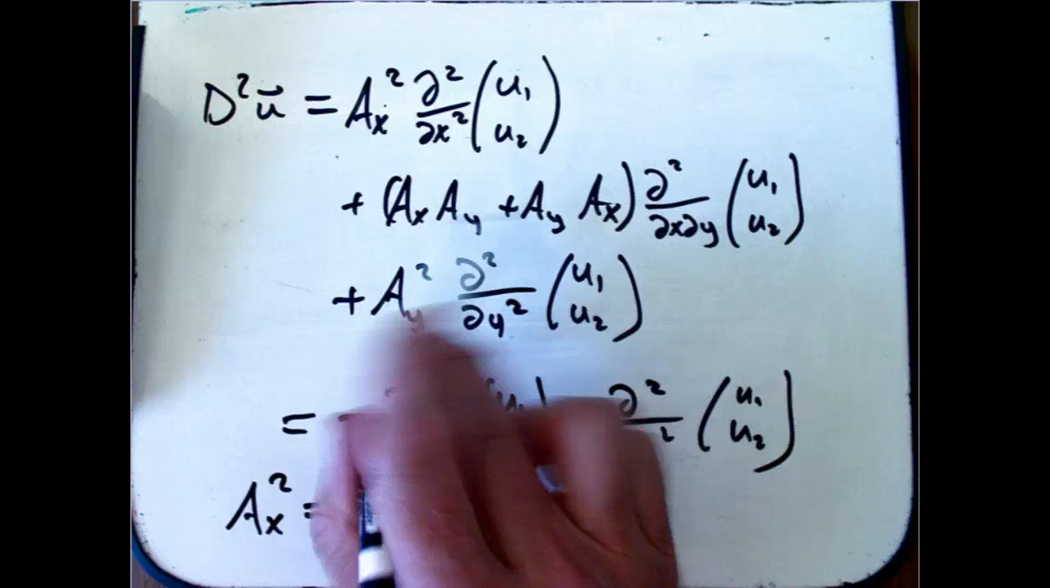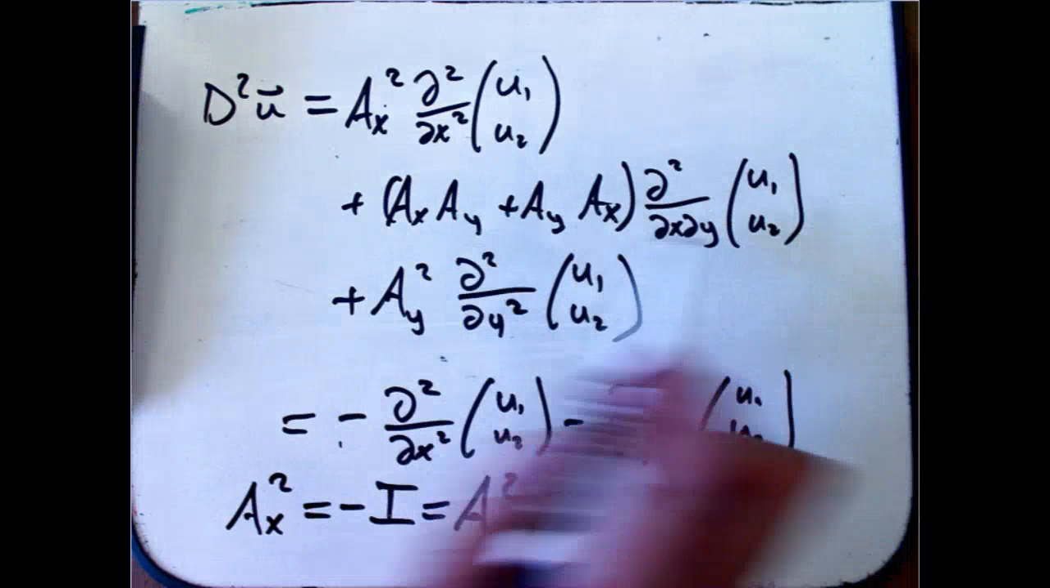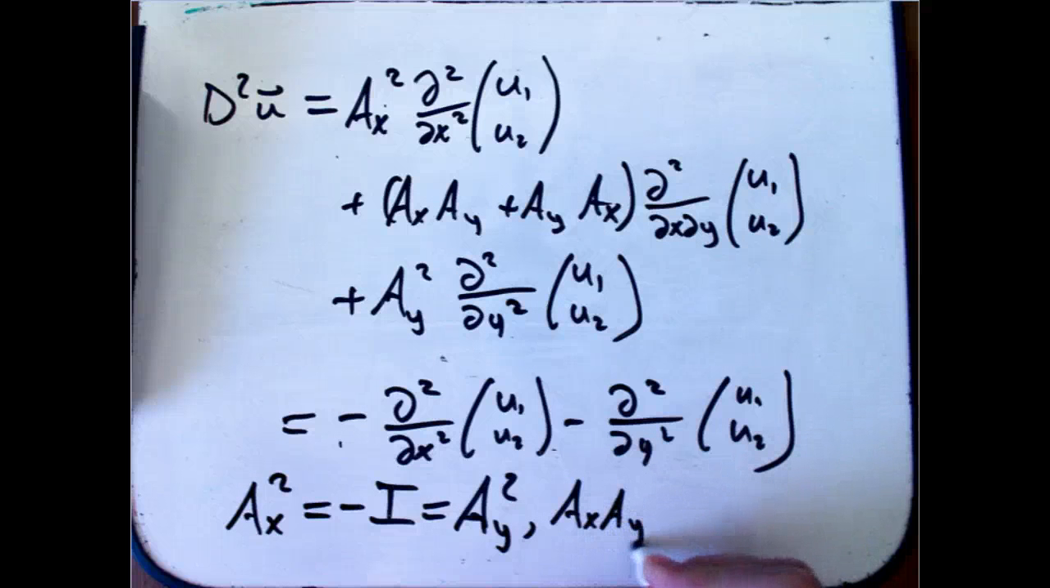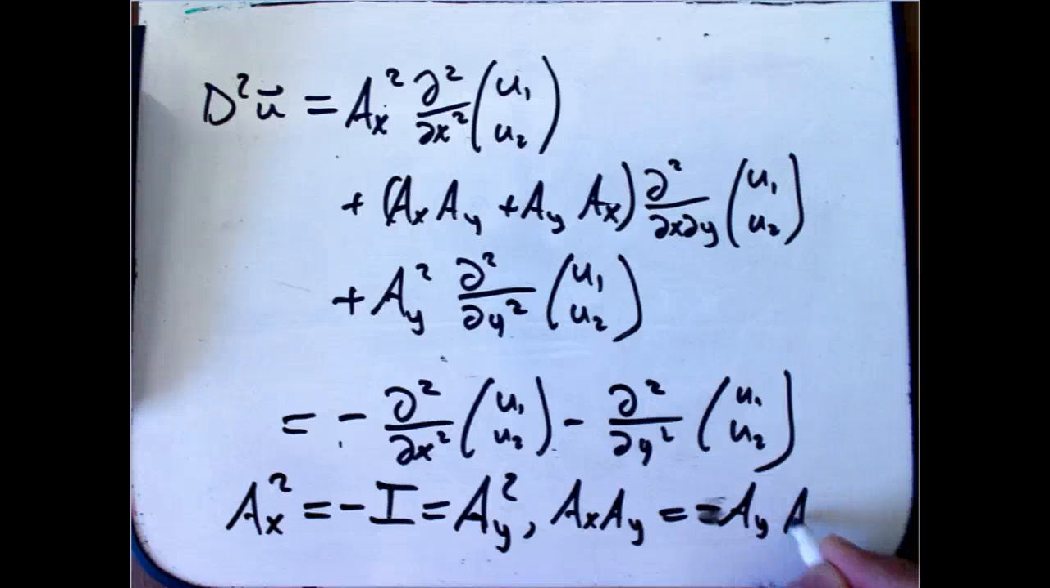And this guy should totally die. I don't want a mixed partial. The whole point of the Laplacian is no mixed partials. And so I want A_X A_Y to be minus A_Y A_X. So this hopefully is reminiscent of inventing complex numbers. I need something that squares to minus 1, or here it's minus the identity matrix.